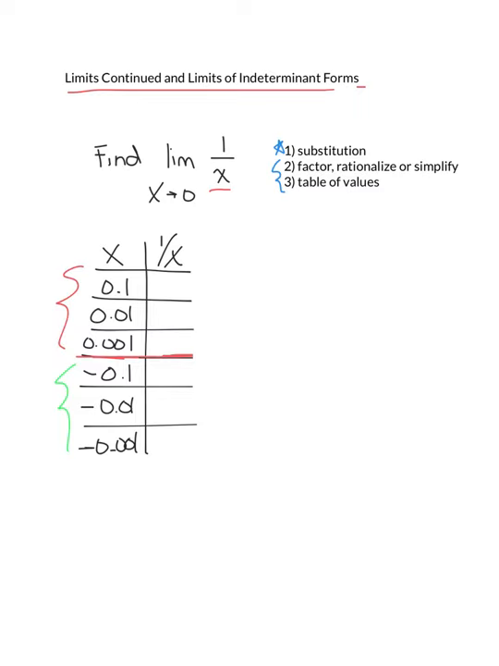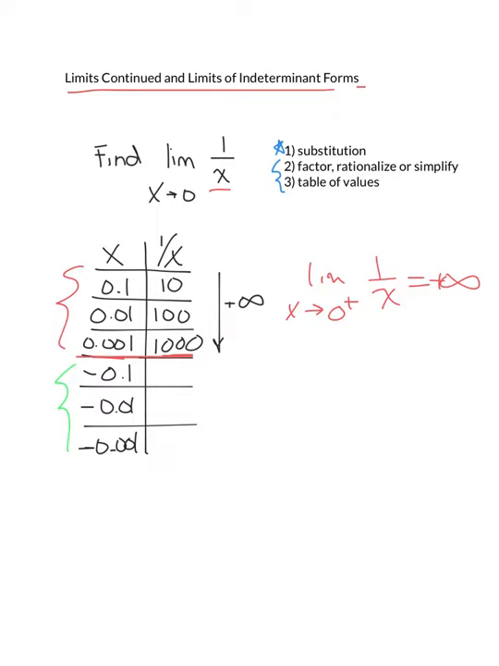If I plug in 0.1 for x right into my limit, so 1 divided by 0.1, I get 10. 1 divided by 0.01, I get 100, and then I would get 1,000. So what I'm noticing is that these numbers are getting bigger or closer to infinity. I'm able to say that the limit as x approaches 0 from the right of 1 over x equals positive infinity.